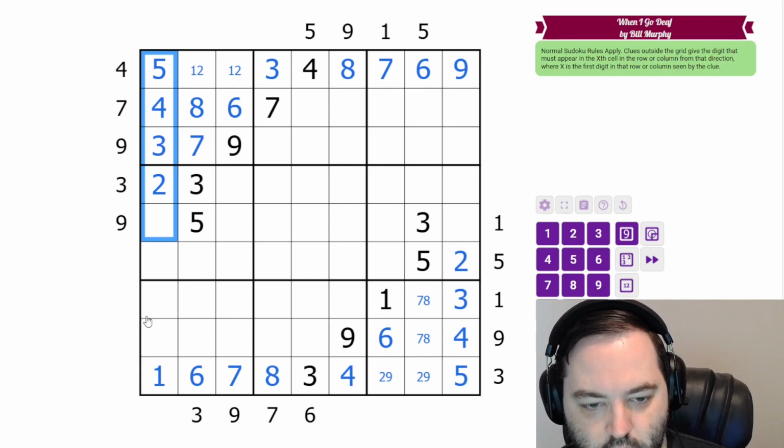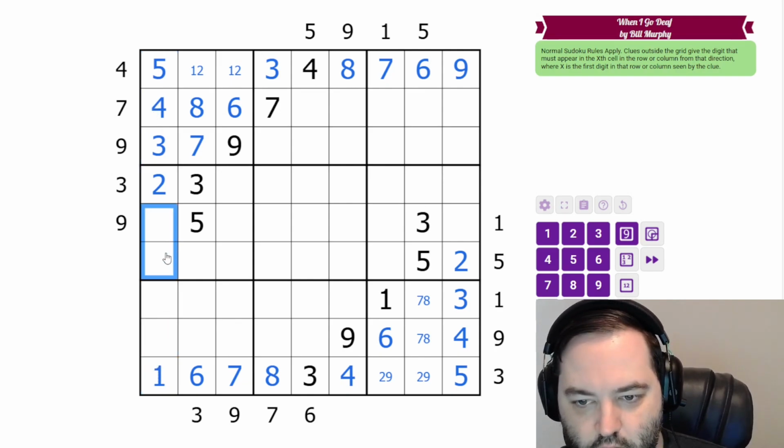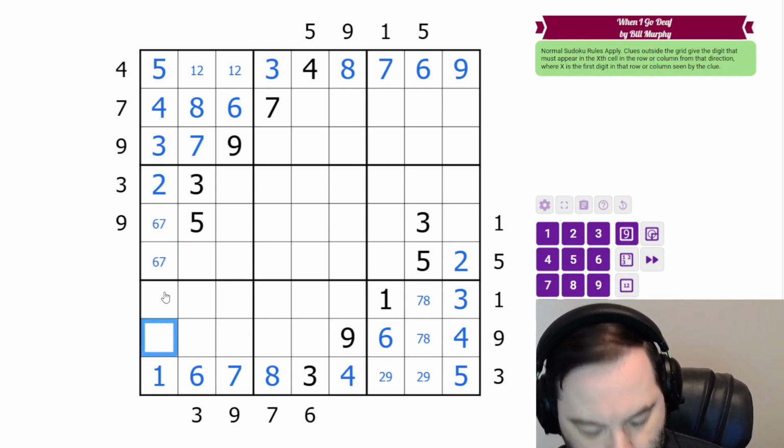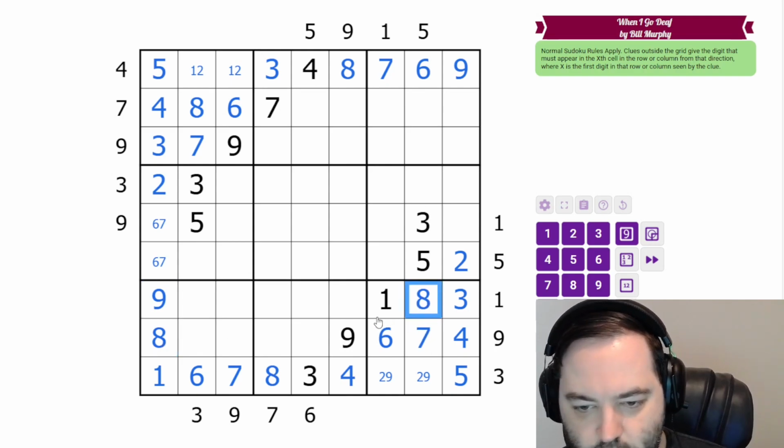Alright, this column needs high digits. We have 1 through 5 already. 6 and 7 can't go here, so they're going to go up here. And then 8 and 9 here. That's a 9. The 8 looks over for 7 and 8.